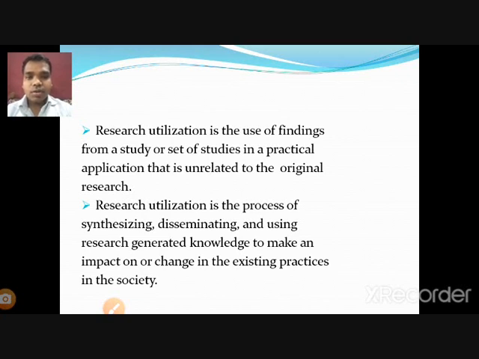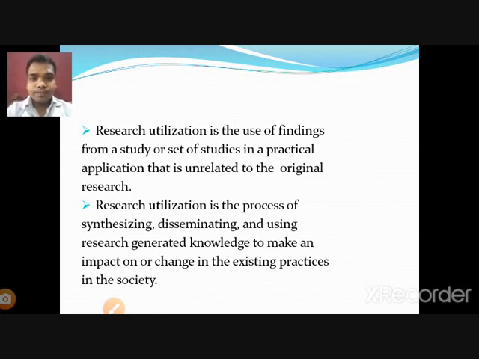Research utilization is used for synthesizing, disseminating and using research generated knowledge. That means when we go through the research process, disseminating means we have to calculate, form various calculations, or create certain tables or other forms to make the study purposeful. So research utilization is synthesizing, disseminating and generating research knowledge.